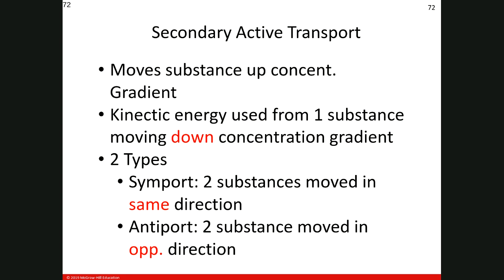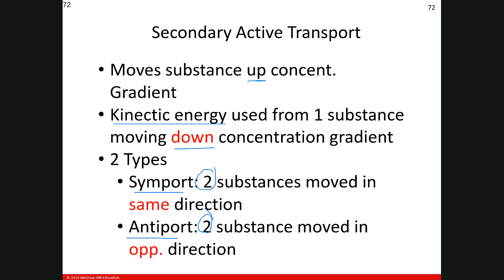For secondary active transport, we're going to have one substance that's going to move up its concentration gradient. But it starts with one substance moving down its concentration gradient. As it's moving down its concentration gradient, it's generating kinetic energy. That's energy and movement. And then the second substance takes advantage of that generated energy from the first substance. And then it can either move in the same direction or in the opposite direction. If it moves in the same direction, it's symport. If it moves in the opposite direction, it's antiport. But this type of active transport always involves the movement of 2 substances.